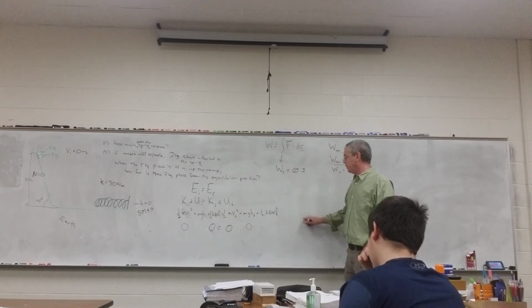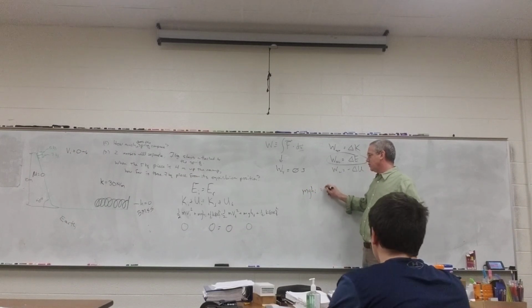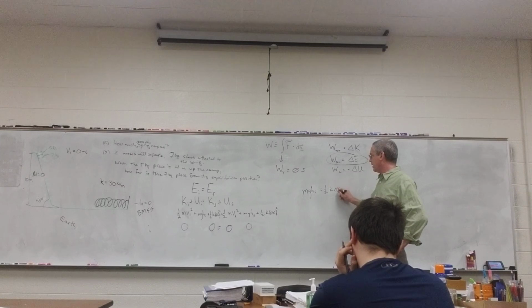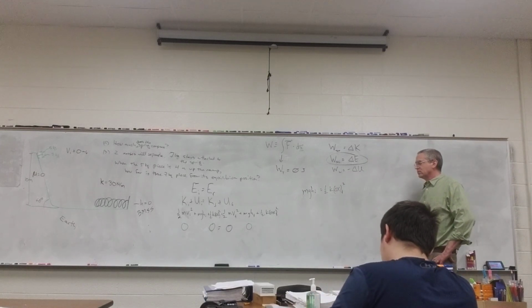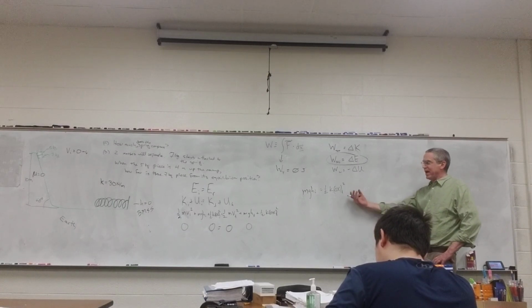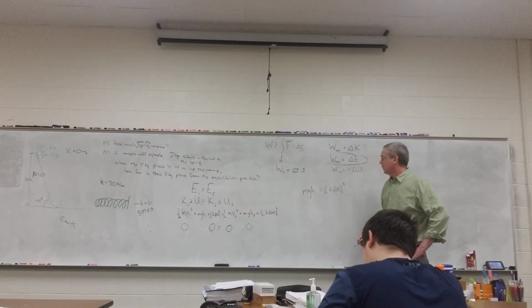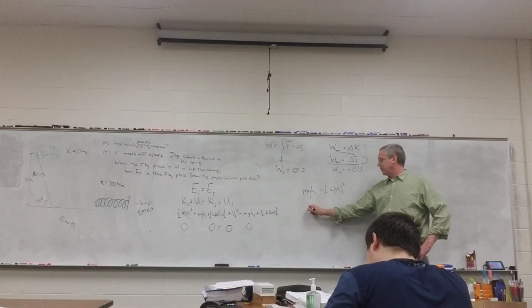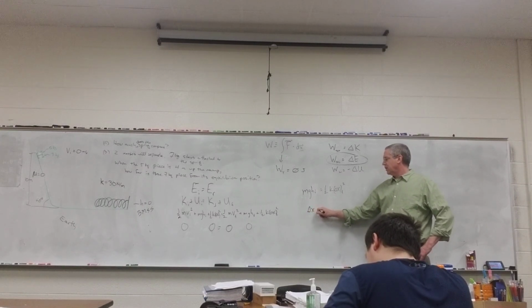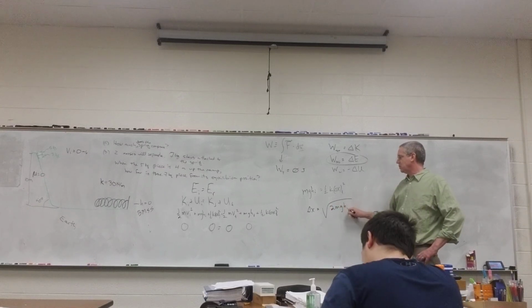So what you're left with, mgh initial is equal to 1/2 k delta x final squared. We're trying to find the maximum, which is at a maximum when the kinetic energy is zero. So we're left with delta x equals the square root of 2mgh initial over k.